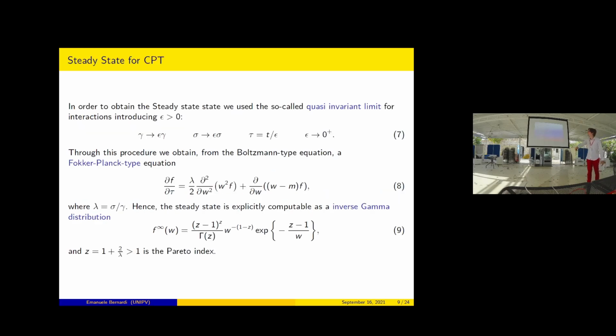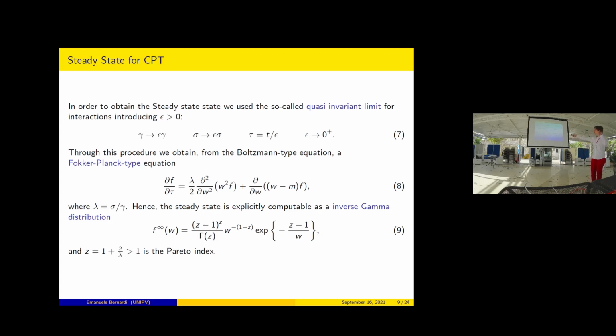So if we want to obtain the steady state, one of the ways to obtain that is to perform the so-called quasi-invariant limit procedure, where we rescale all the kinetic parameters and the time with a new coefficient, epsilon. The idea is that in the same interval of time, we are performing more and more interactions, but each interaction only changes very slightly the wealth of the agents involved.